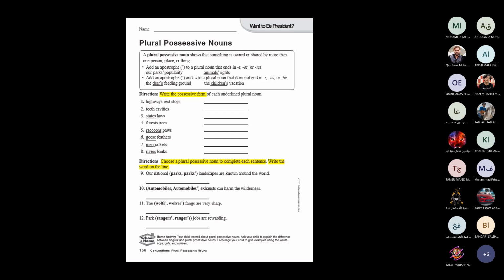Kareem Isam. Okay, excellent, Kareem. Page 173.